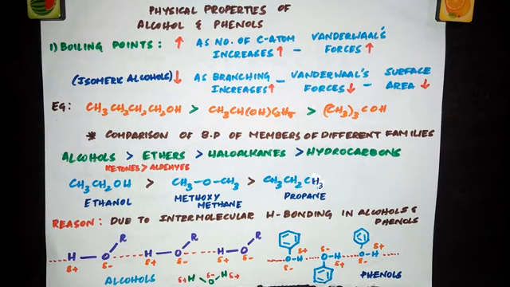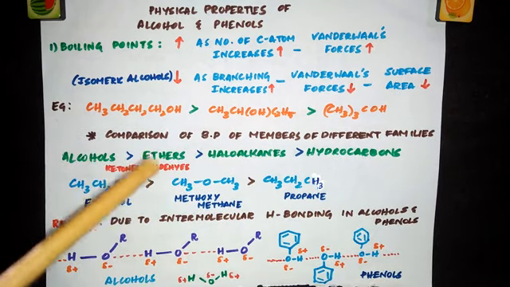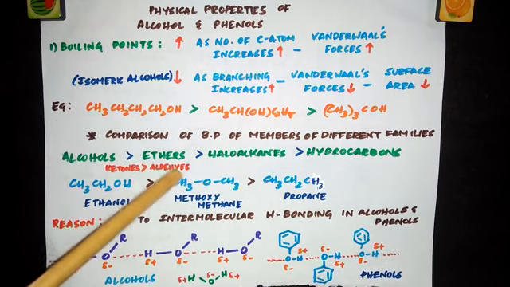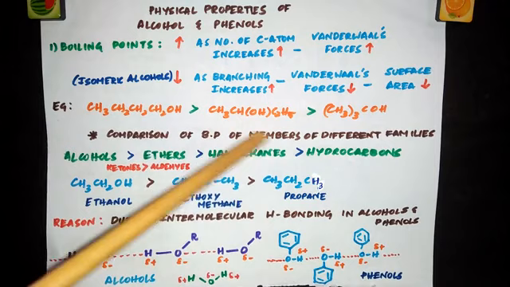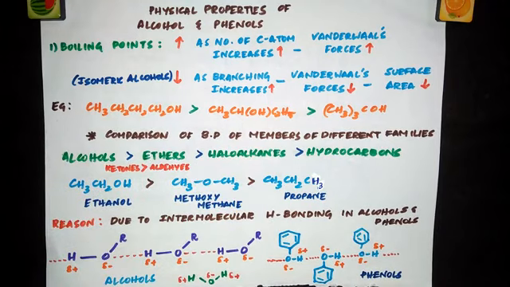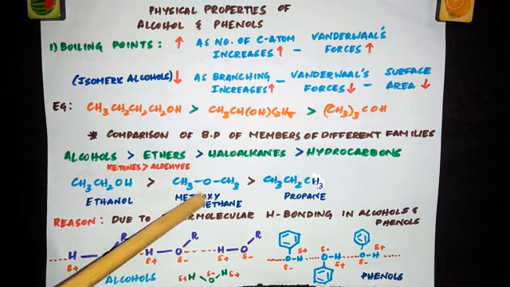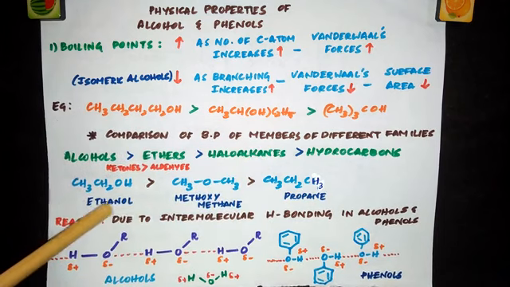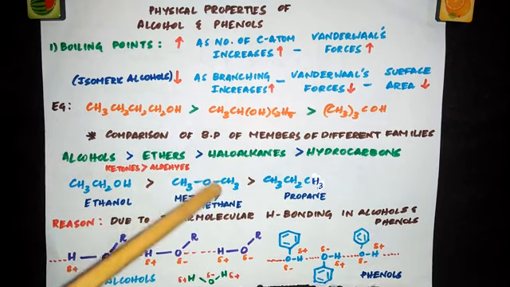When you learn about ethers, ketones and aldehydes, you will learn in detail about that. And when you include ketones and aldehydes, this will be the order: first alcohols, then ketones and aldehydes, and then ethers, haloalkanes and hydrocarbons. Here I have arranged the compounds in decreasing order of their boiling points. Here I have shown three examples. We have taken ethanol, methoxymethane and propane. This is an alcohol, an ether and a hydrocarbon. Ethanol has a higher boiling point than the ether, and the ether has a higher boiling point than the hydrocarbon. They have almost similar molecular masses.